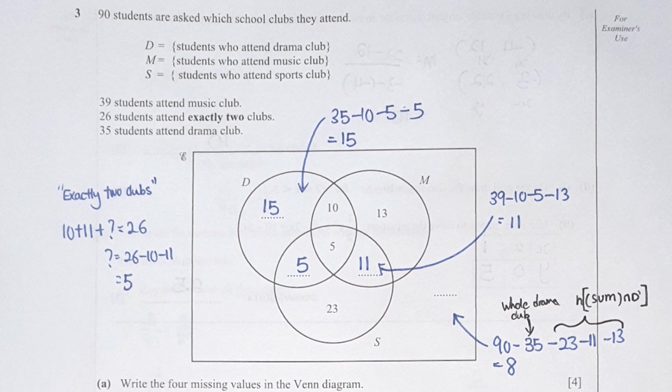After filling up the diagram, there's actually a part that I left out. You're required to find those who attended none of them. Because there's a total of 90 students, I took 90 minus 35 minus 23 minus 11 and 13. You get your result as 8.